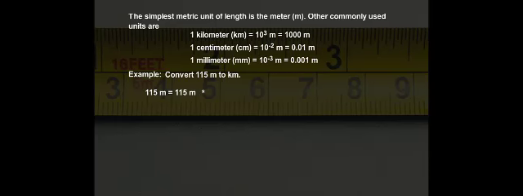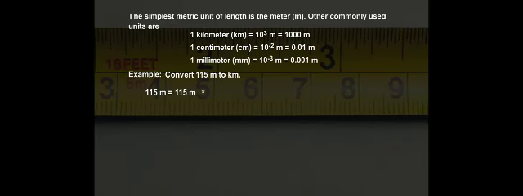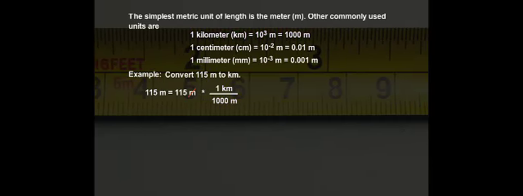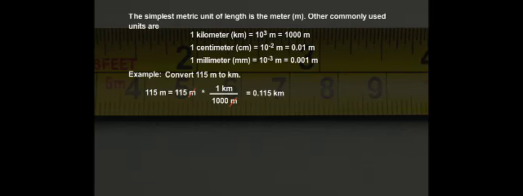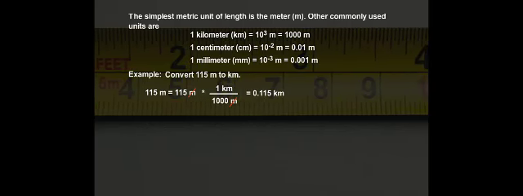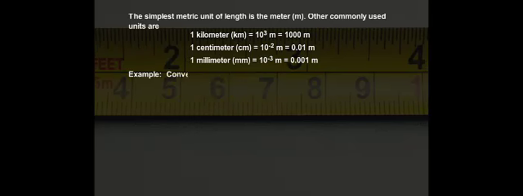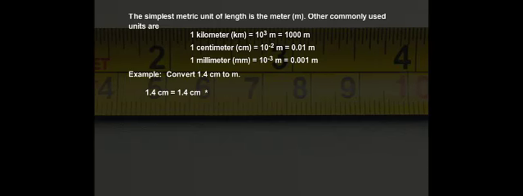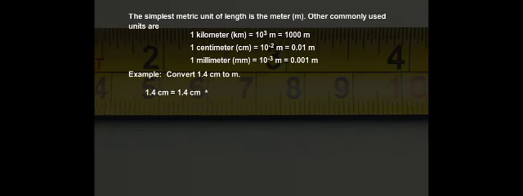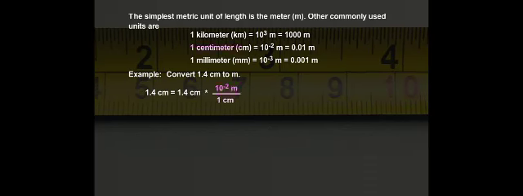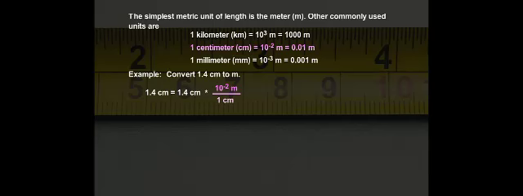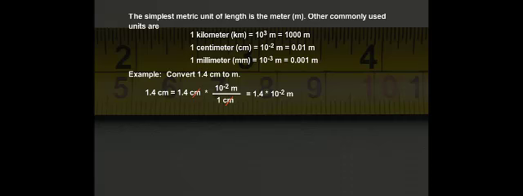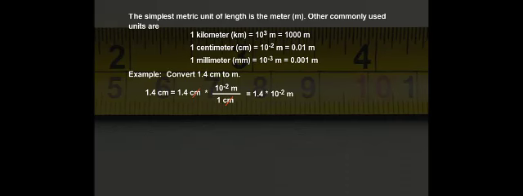115 meters equals 115 meters times 1 kilometer divided by 1000 meters equals 0.115 kilometers. Example: convert 1.4 centimeters to meters. 1.4 centimeters equals 1.4 centimeters times 10 to the negative 2 meters divided by 1 centimeter equals 1.4 times 10 to the negative 2 meters.